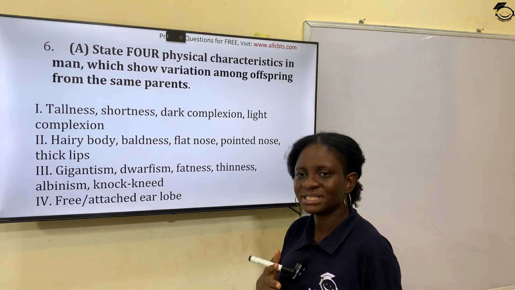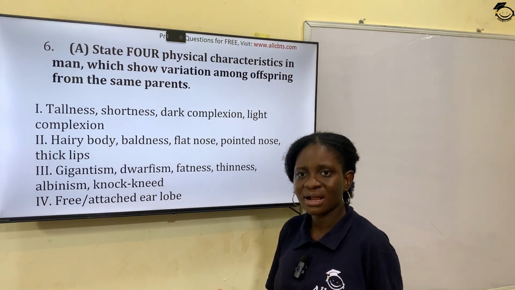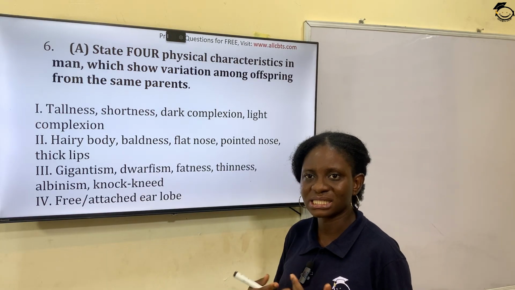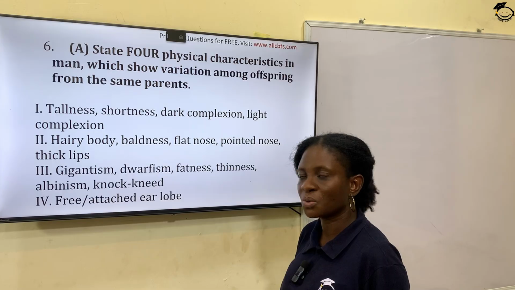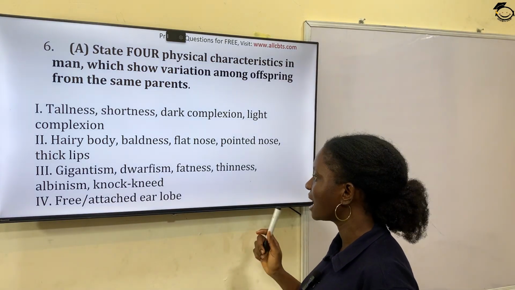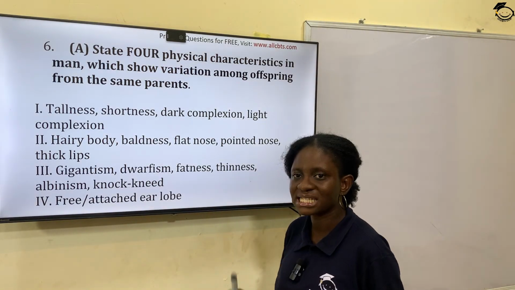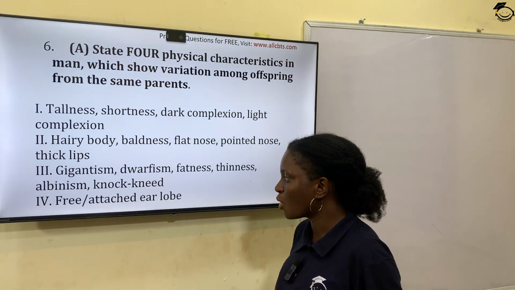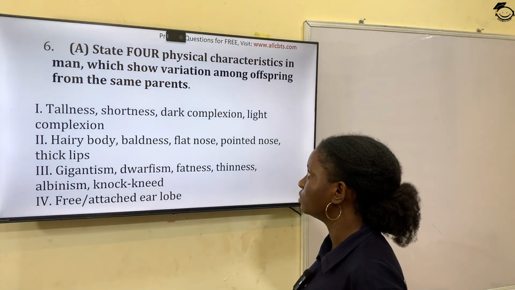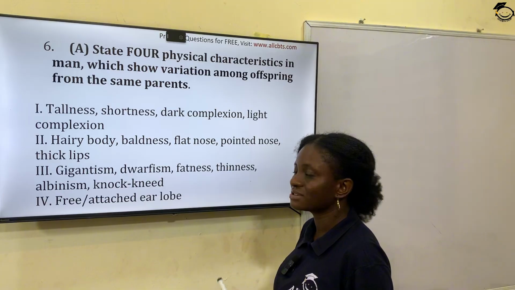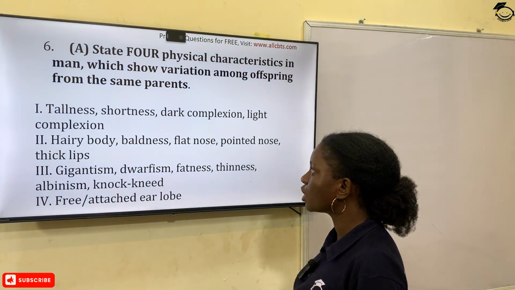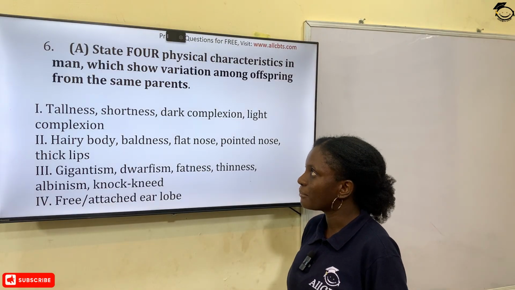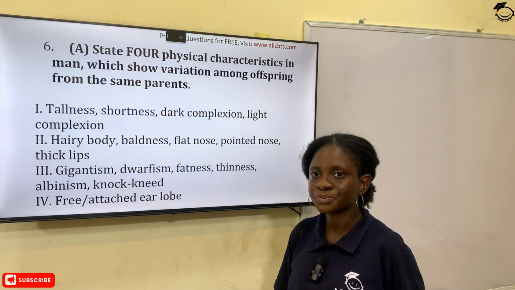So they have different physical characteristics that can be expressed in offspring of the same parent. So tallness, shortness, hairy body, fatness, thinness, ear lobe, attached or free ear lobe. So these are the physical characteristics that show variation among offspring from the same parents. The next question.